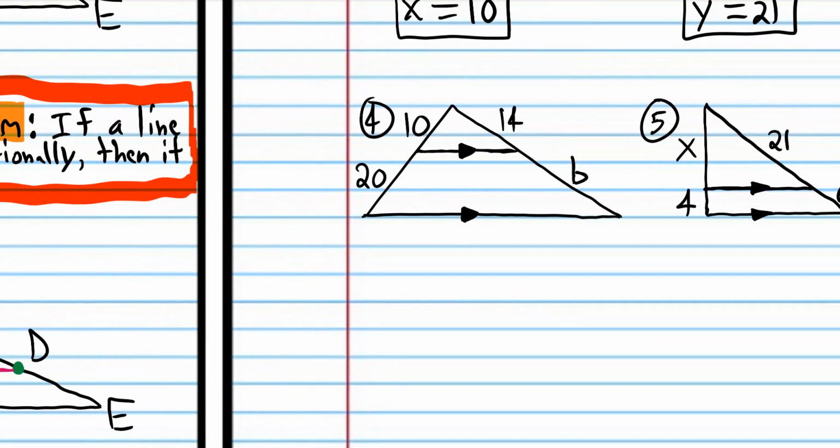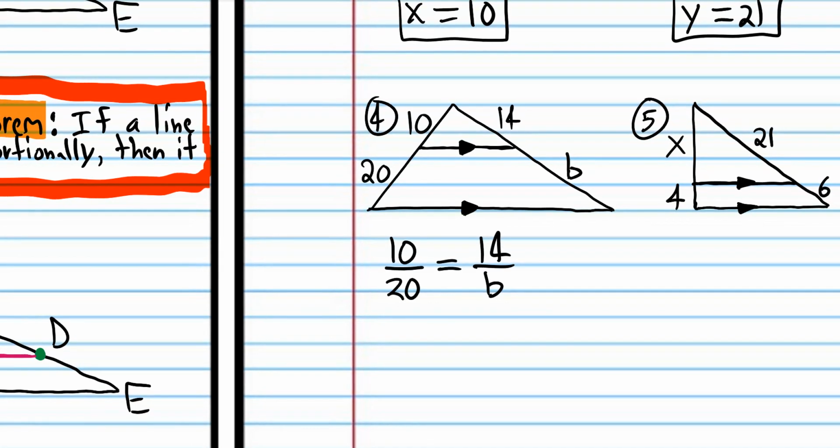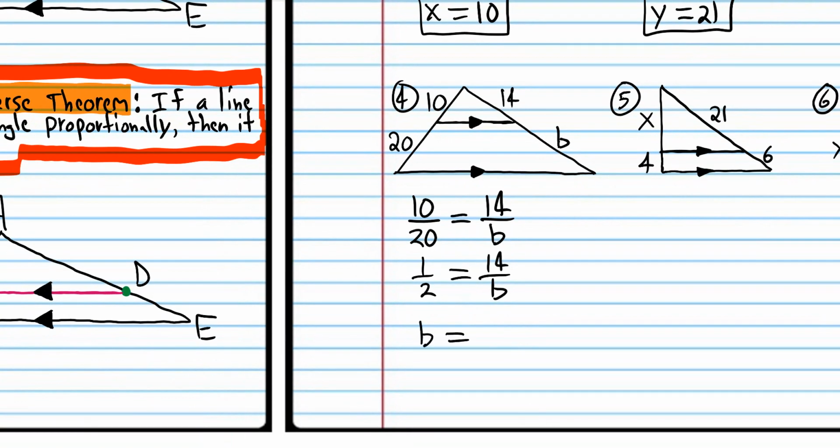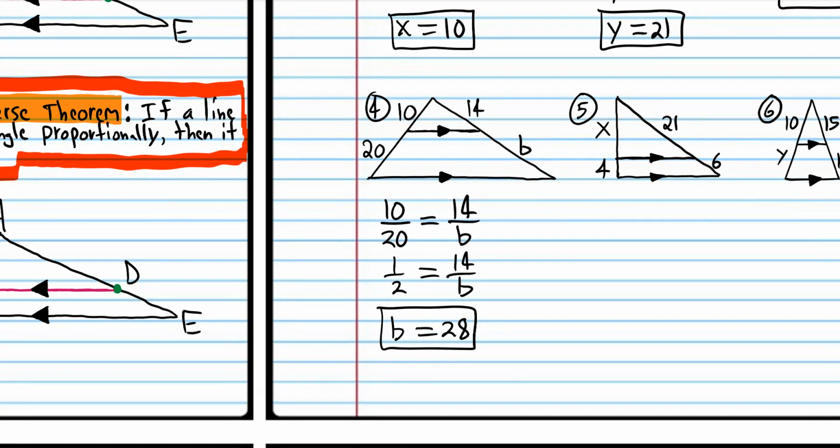So we know that these two segments are parallel because of those arrows. So because we're dealing with a triangle here, that theorem tells us that the sides are cut proportionally. And now we're just going to reduce 10 over 20 to 1/2 and perform the math, cross multiplication. And you should have b is equal to 28. So if you got that answer, good job. If you didn't get that answer, that's okay. Just figure out what you did wrong.